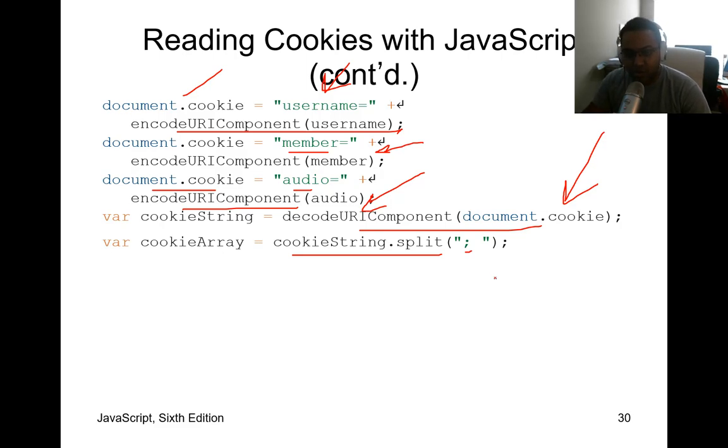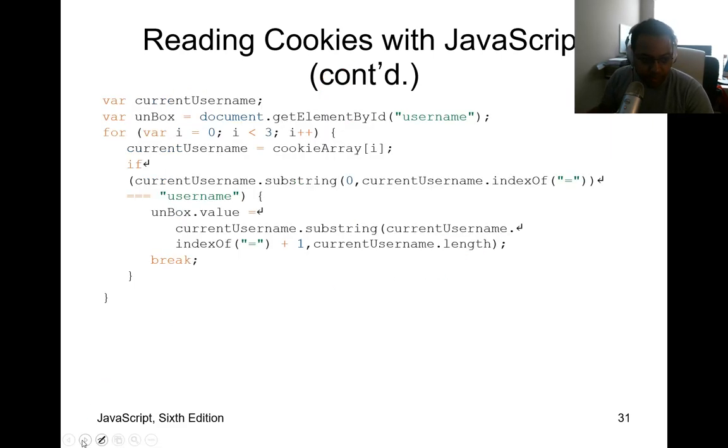So when you separate it at the colon, you get the cookies in their nice respective array positions. Username is in array position 0, member is in array position 1, audio is in array position 2. Then they're initializing a variable called current username, and they're trying to find the username, right? So they loop through the cookie array looking for the current username. If the current username.substring equals the index of whatever the username should be, then stop the function and do some stuff. If not, keep iterating through the cookies until you get the right one.